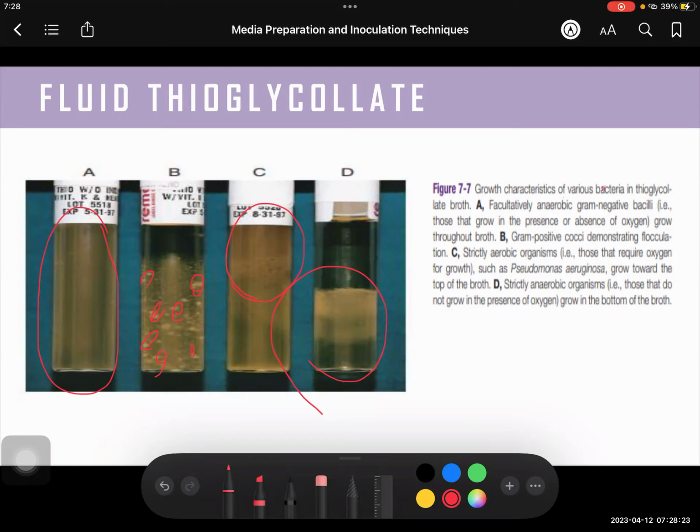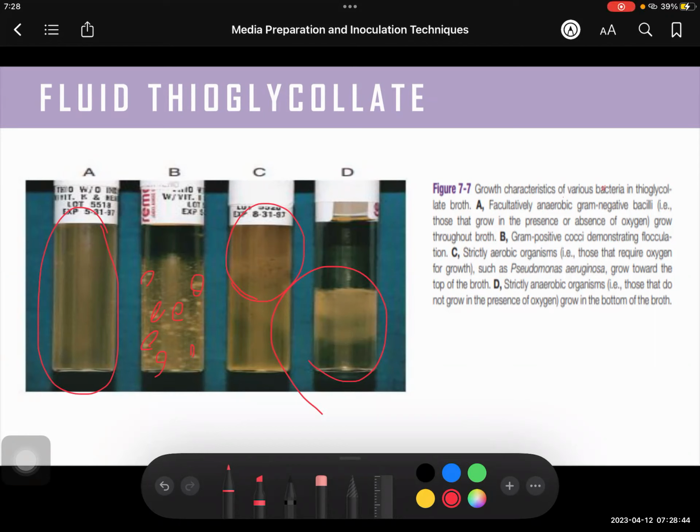Pag close mo nung tube na yon, what area do you think has more oxygen? Is it the top or the bottom? Of course, it's the top, diba? Kasi it's nearer to the mouth of the tube, it's nearer towards the outside environment. Kaya of course, it would make sense na mas madaming matitirang oxygen doon.